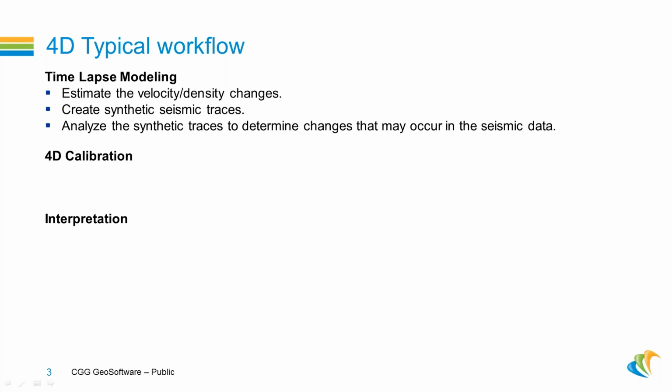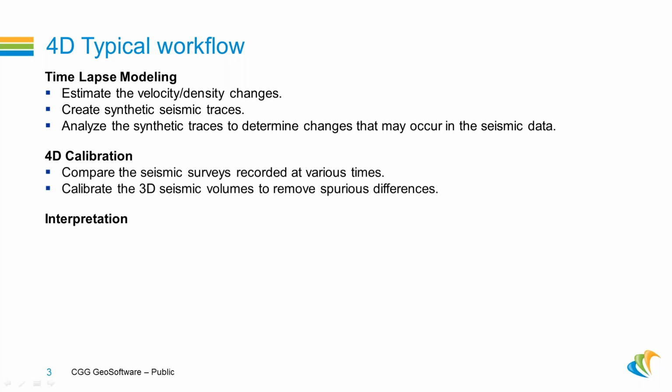Then in the 4D calibration, we are comparing the seismic surveys recorded at various times, and we are calibrating the various-time 3D seismic data sets to the base one. And from the calibrated 3D seismic volumes, we remove those spurious differences, which are not due to the production, and we keep the production changes.